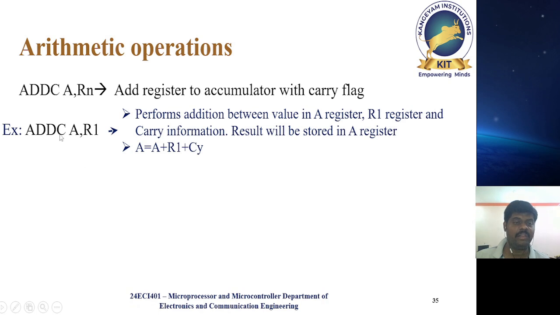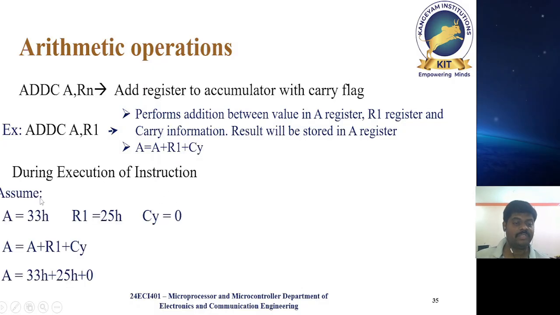So example, ADDC A comma R1 means A equal to A plus, that means value in A plus value in R1 plus what is the carry flag information. Okay, so what is the carry flag information right now? That carry flag information also will be added in this. Okay, so we can see the example.